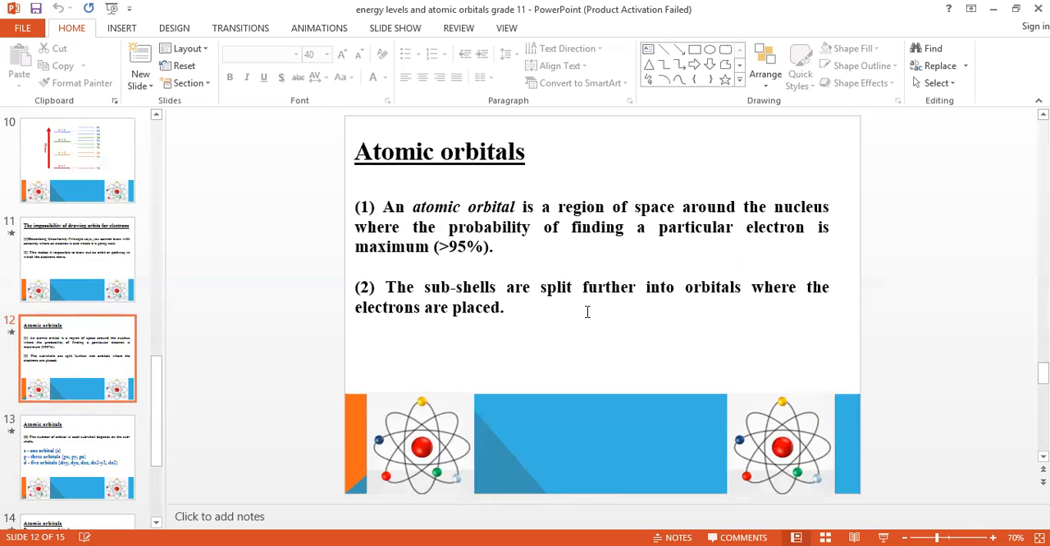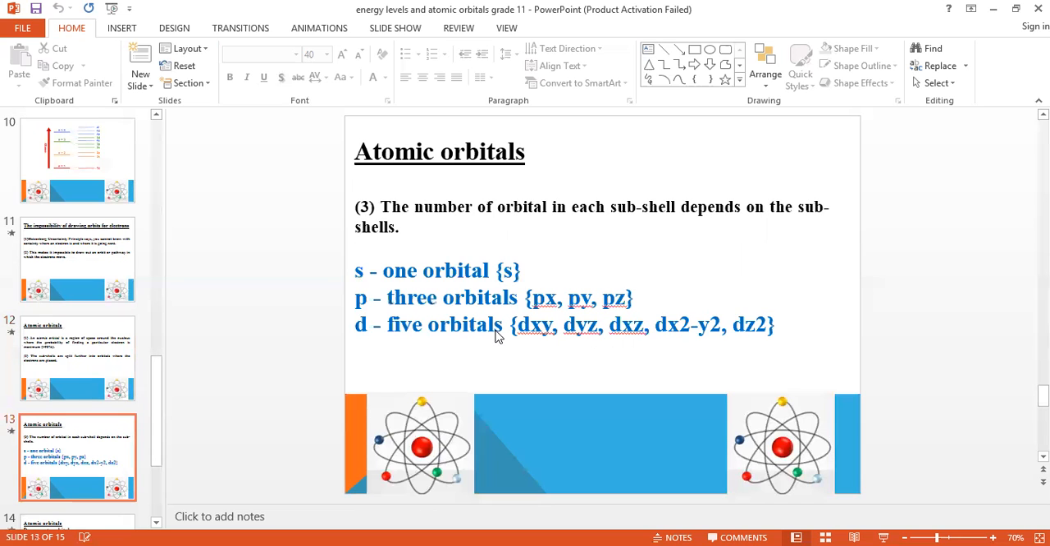The subshells are split further into orbitals where the electrons are placed. Subshells are split, meaning divided or broken down, further into orbitals. Understand now? So how many orbitals can you see? For S, how many atomic orbitals? 1. That is only S. P, how many? 3.